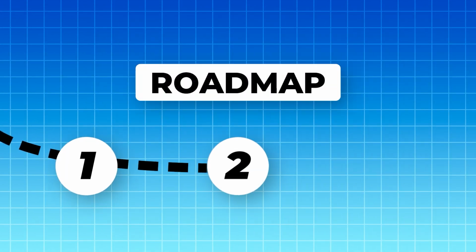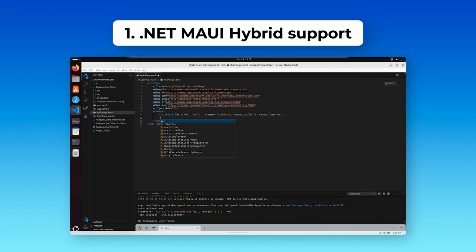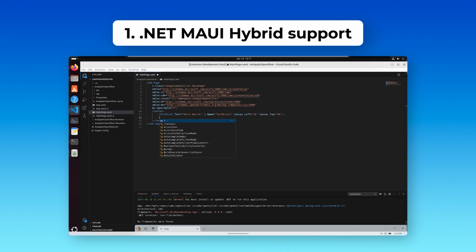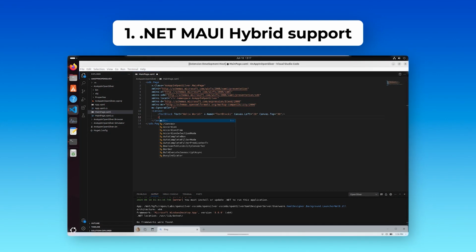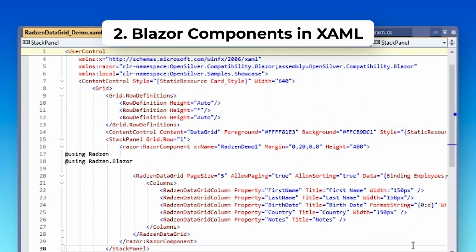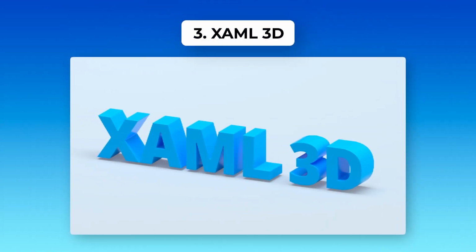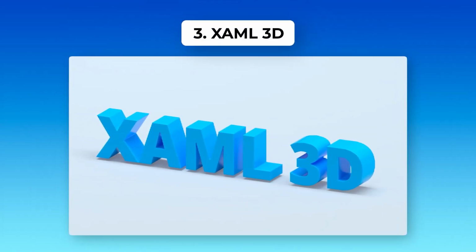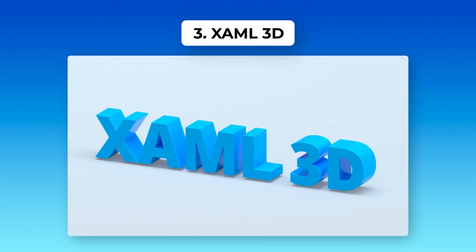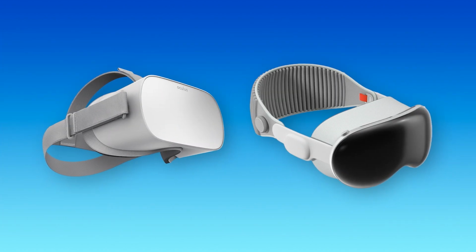Here is a sneak peek of what's next on our roadmap. 1. .NET MAUI hybrid support to publish apps as native for iOS, Android, Windows and Mac, in addition to web browsers. 2. Blazor components in XAML to leverage the Blazor and JavaScript ecosystems directly in C# and XAML code. 3. XAML 3D to develop gorgeous 3D websites for desktop and mobile, as well as mixed reality experiences via WebVR, now known as WebXR, which works without installation on all platforms and headsets, including Meta Quest and Apple Vision Pro.